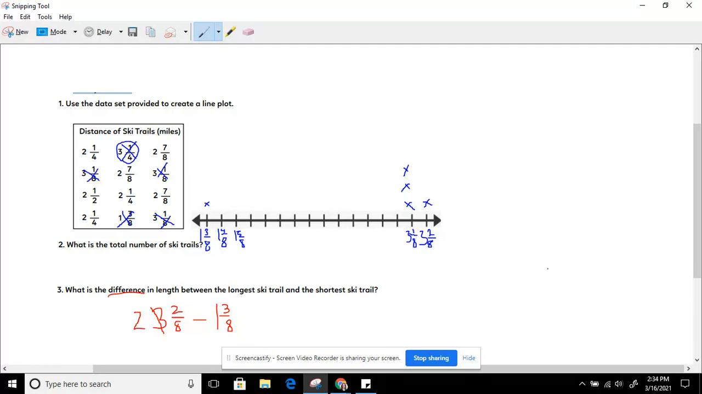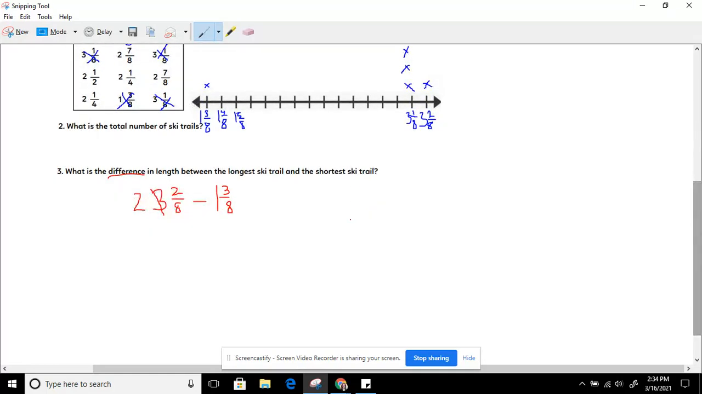The 3 changes to a 2. And you're bringing over 1 whole. You're borrowing 1 whole. And 1 whole in this case would be 8/8, because that's what our denominator is. So now we're looking at 2 wholes plus 8/8, which is the borrowed 1 whole from the 3, plus 2/8.